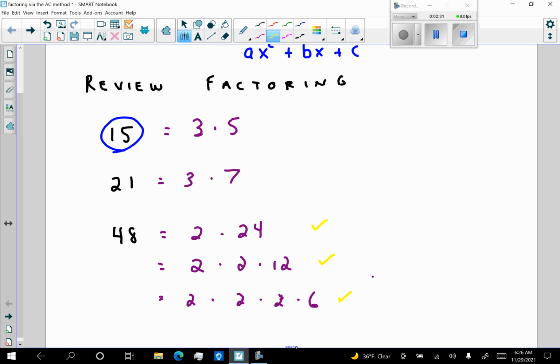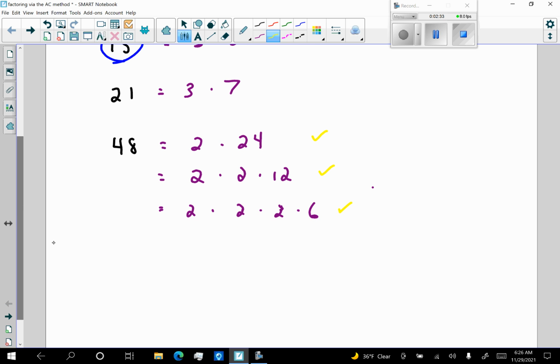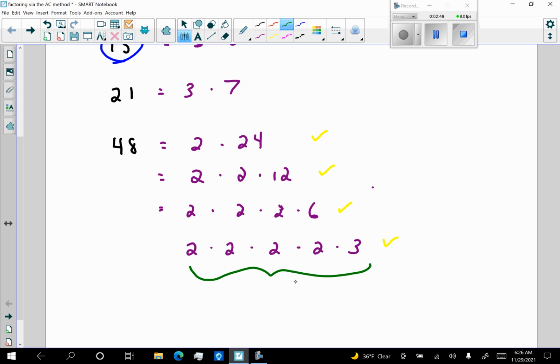And you probably can see where I'm going with this. And yes, I am. I'm going to do yet another factorization, which is going to be 2 times 2 times 2 times 2 times 3. This is also a factorization. This particular factorization is called the prime factorization because all of the factors are prime. And I could actually write 48 this way. This is going to be 2 to the 4th power times 3. This is the prime factorization of 48.